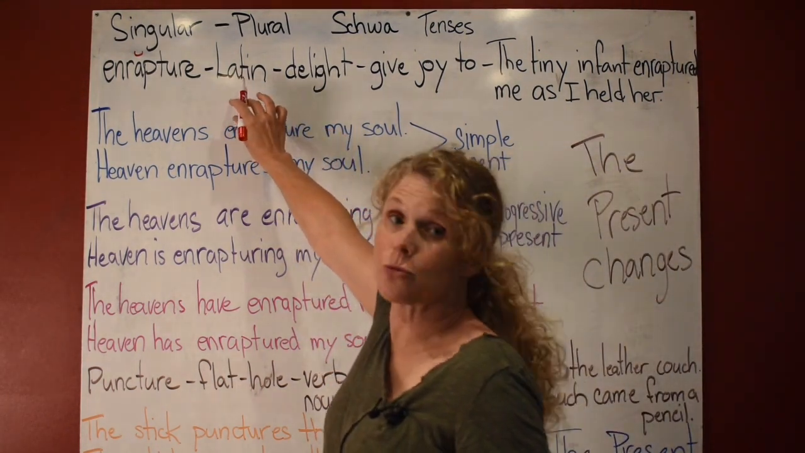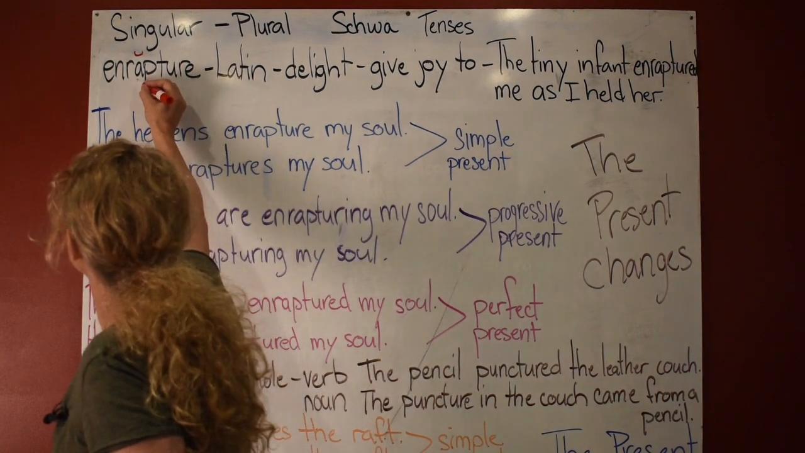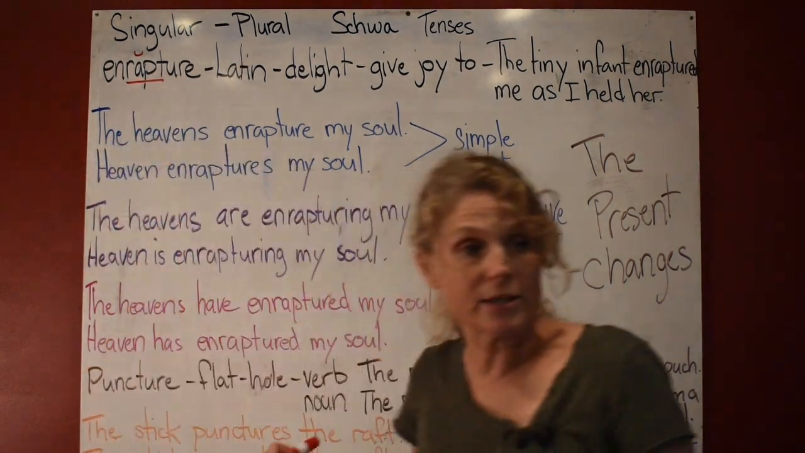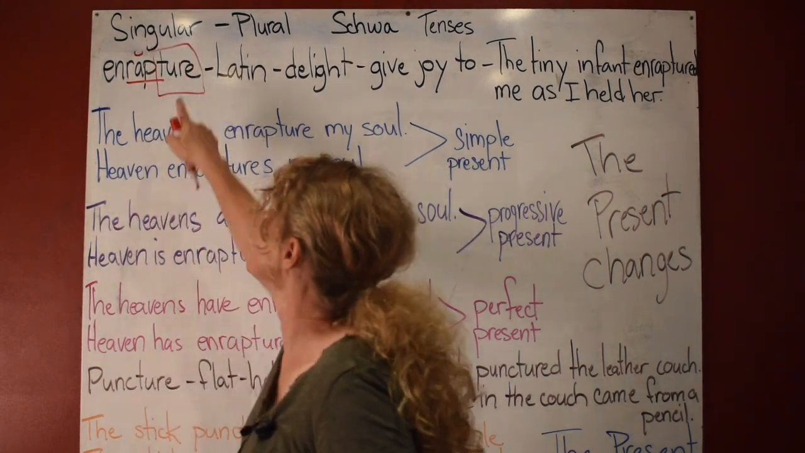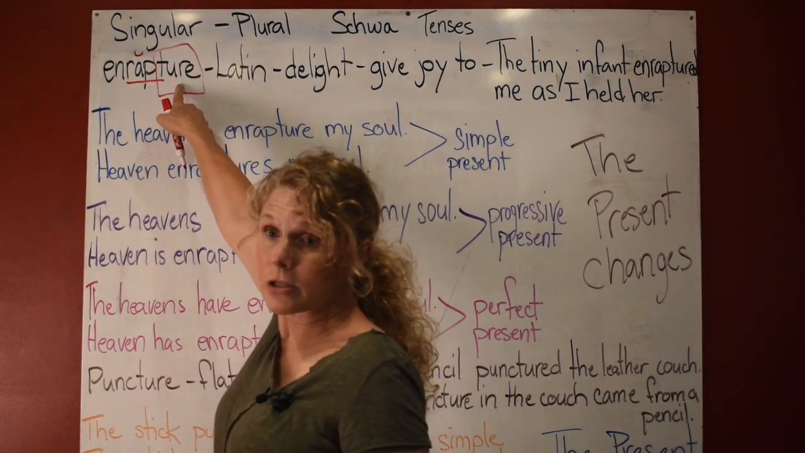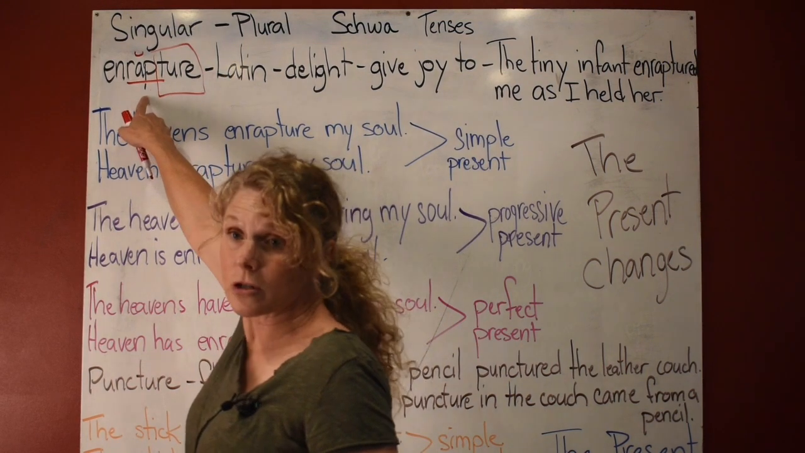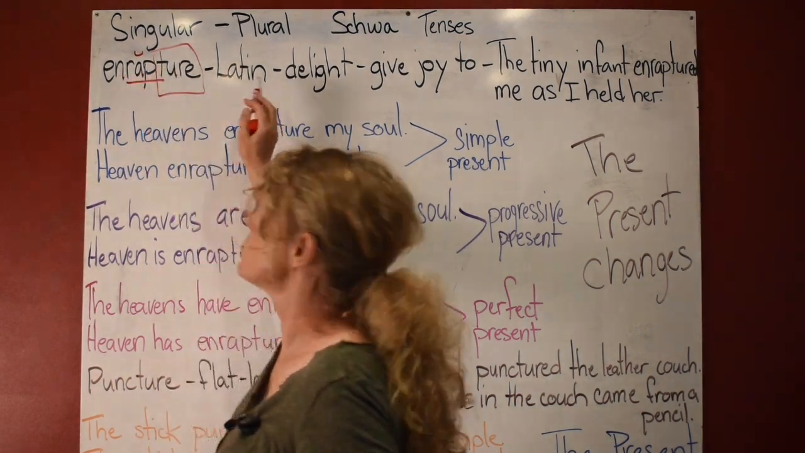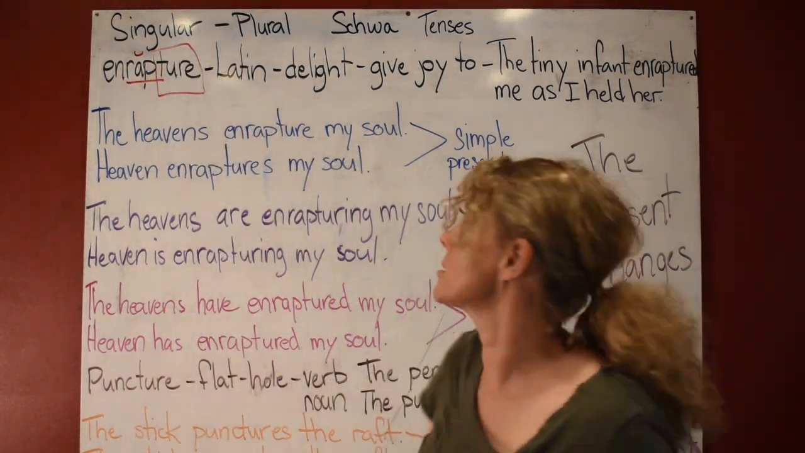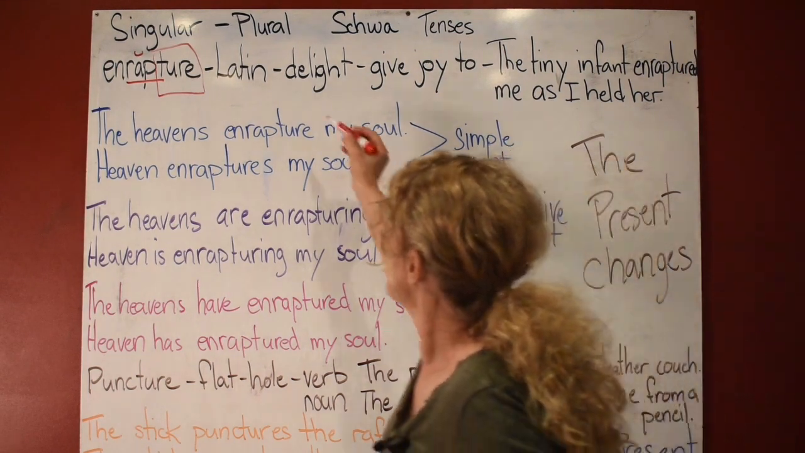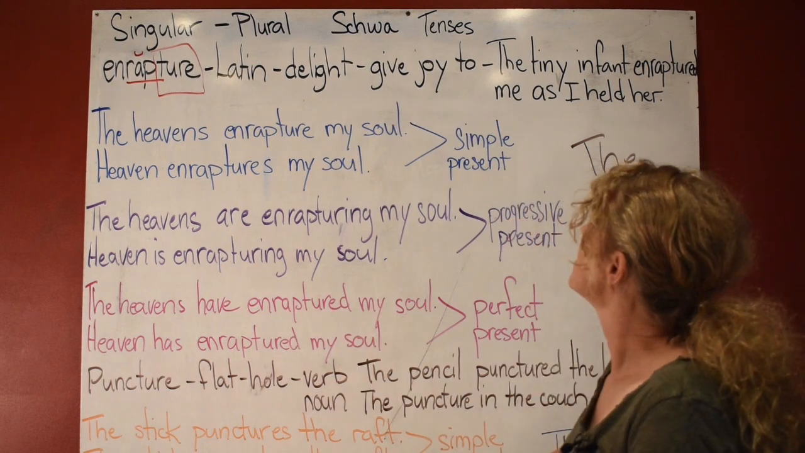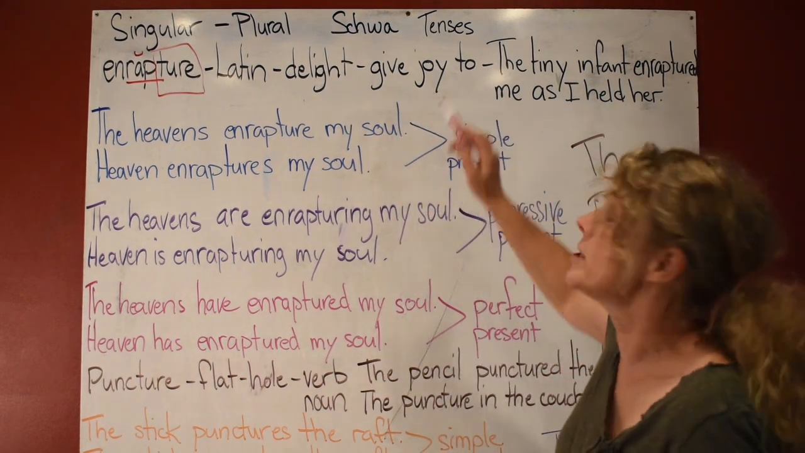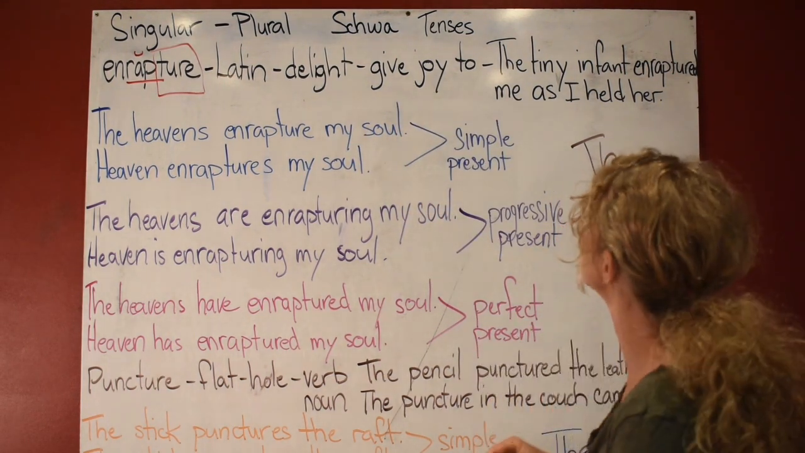Okay, so this is a Latin root. Right here, wrapped, is your Latin root in here. So oftentimes you're going to have this unit sound be hooked on to a Latin root, and then sometimes you won't, right? We talked about that in the last word. Enrapture means to delight. It also means give joy to, right?